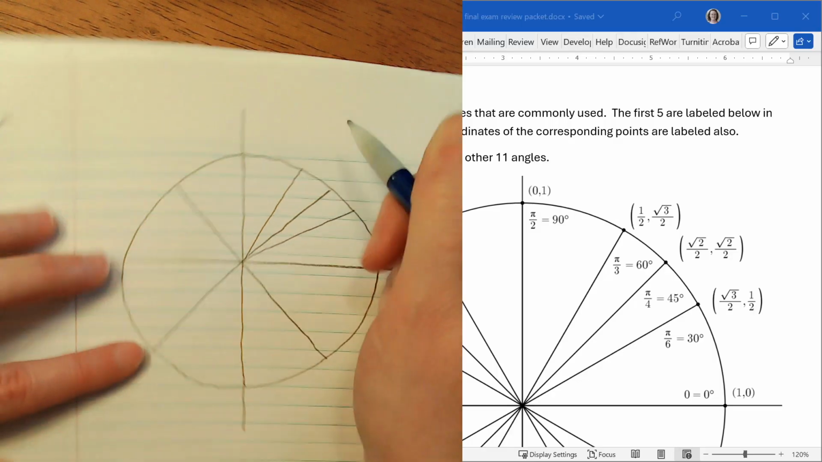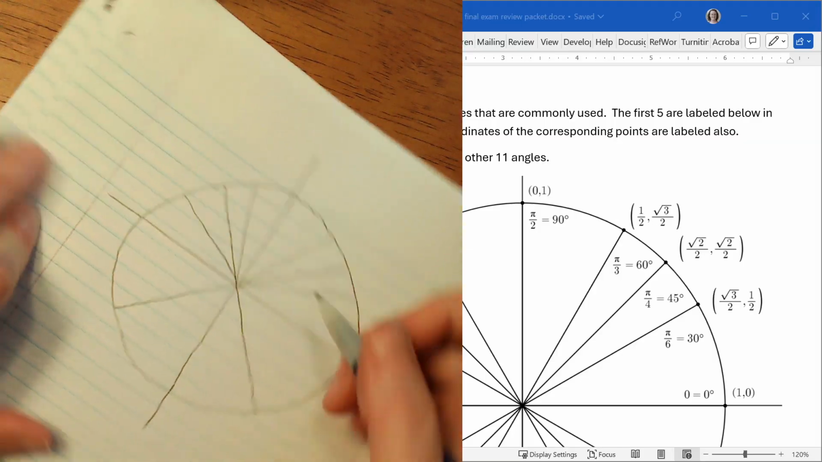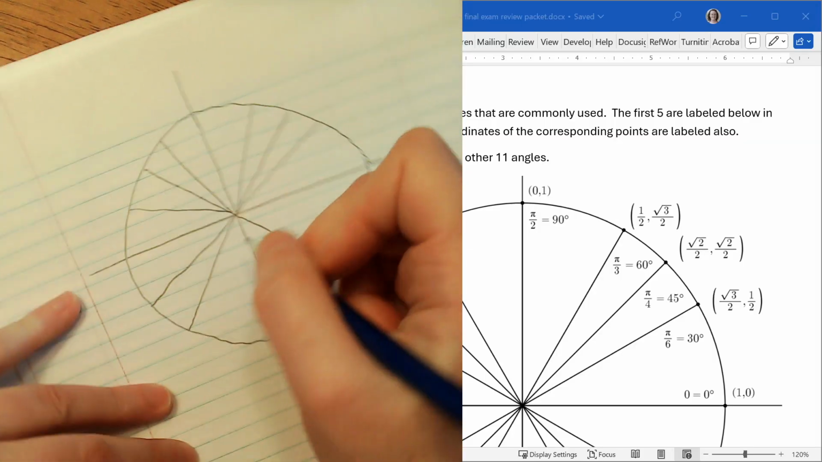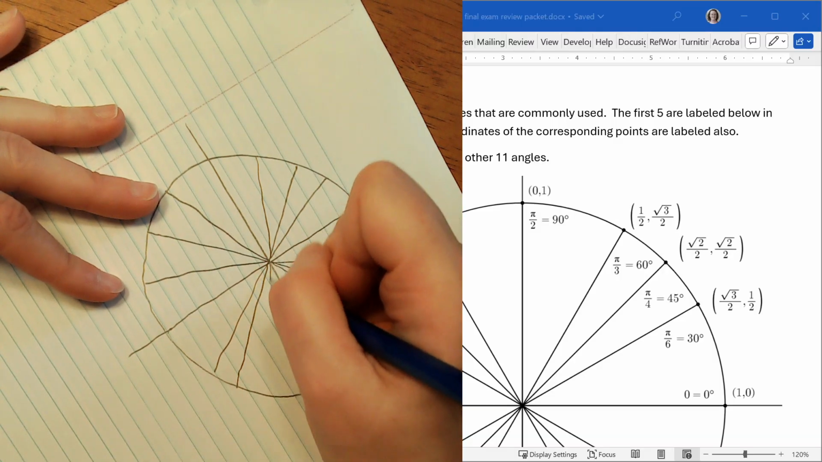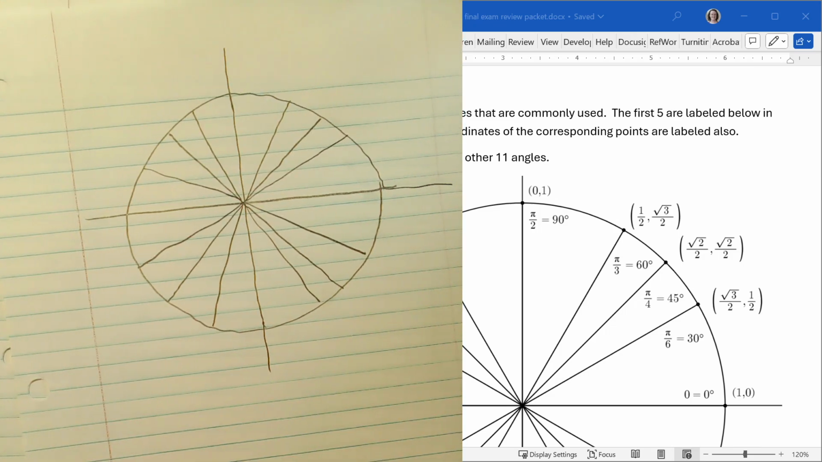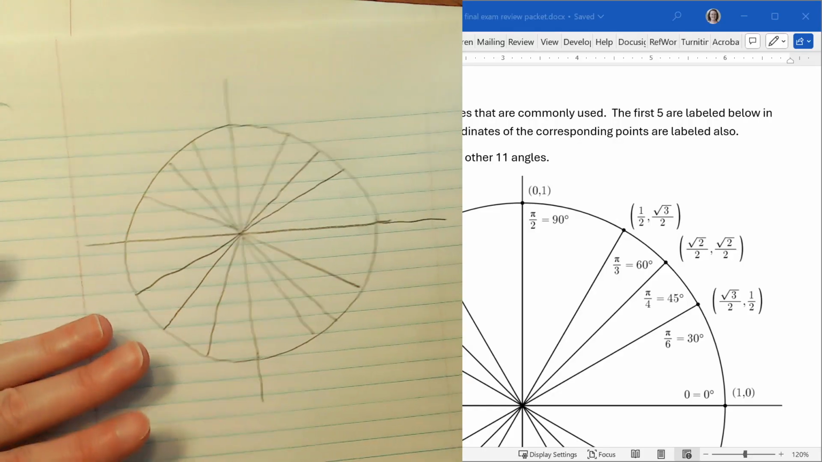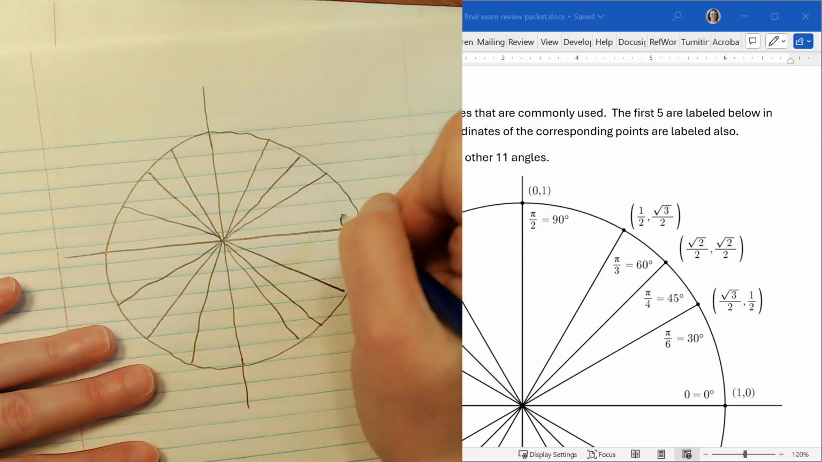Helps if I turn it a little bit. Okay, not perfect, but good enough to be getting on with. All right, so for labeling the angles, first of all, your 0 angle is right here, and that's 0 in radians or 0 in degrees.